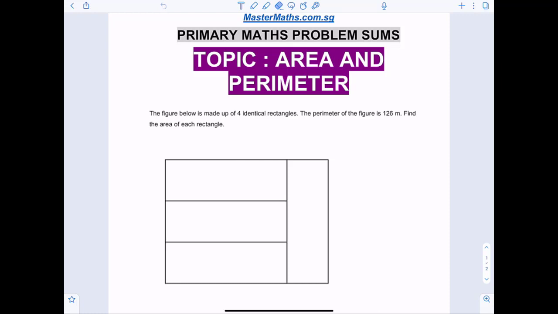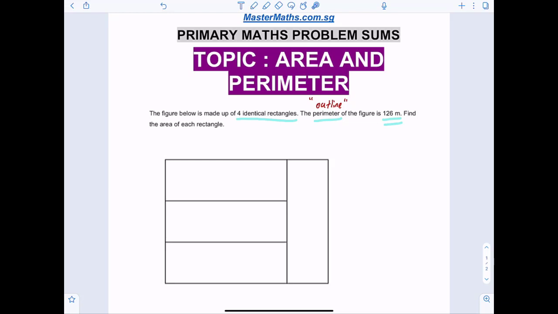The figure below is made up of 4 identical rectangles. The perimeter of the figure is 126 meters. Okay, perimeter also means outline. Find the area of each rectangle.